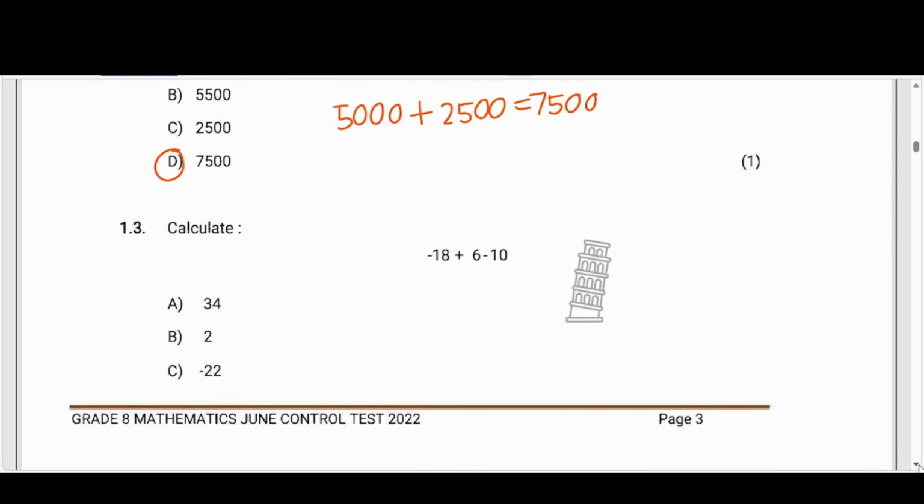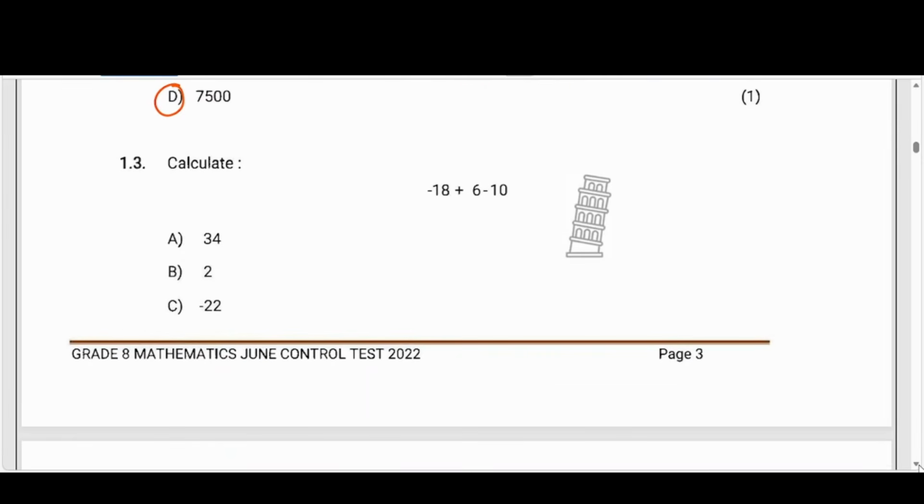Question 1.3, calculate -18, add 6, minus 10. Okay, these are all adding and subtracting, so we don't have to do it in any specific order. I'm just going to go from the front. So minus 18, add 6, that is going to be -12, minus 10, minus 12, take away another 10, it's going to be -22, which is C.